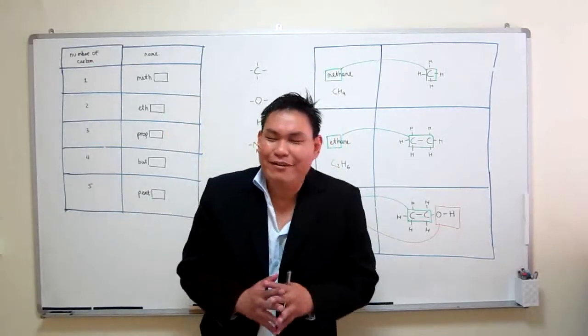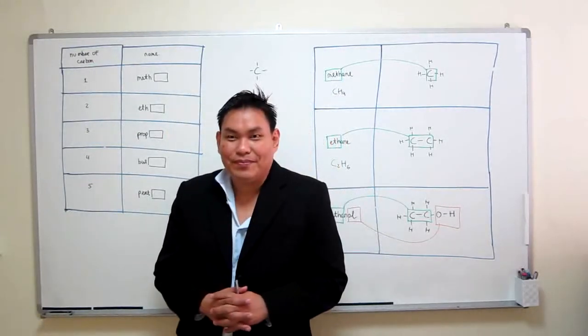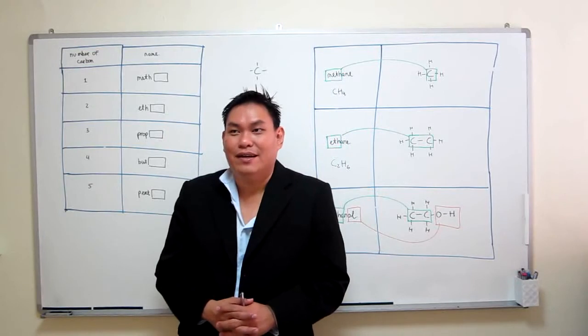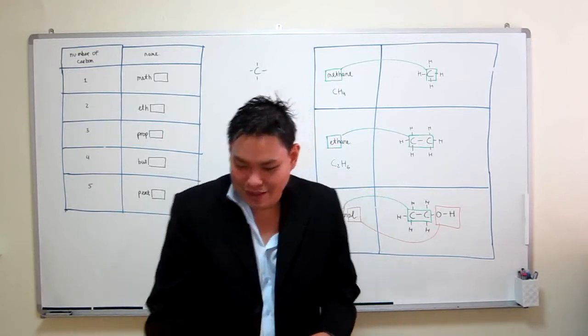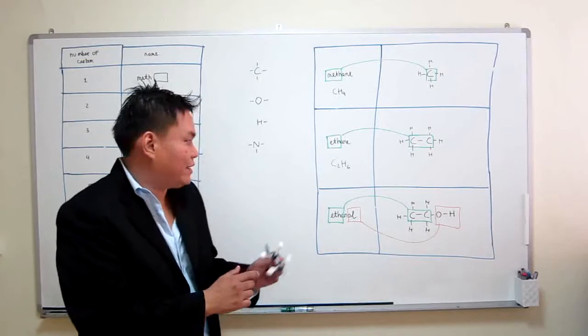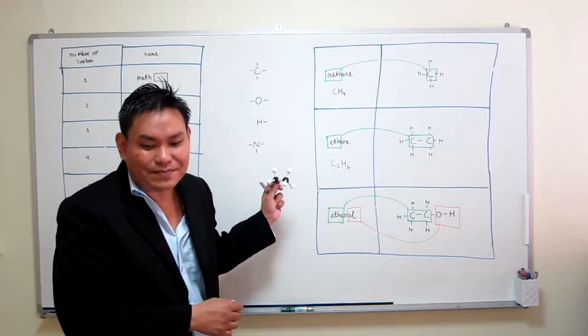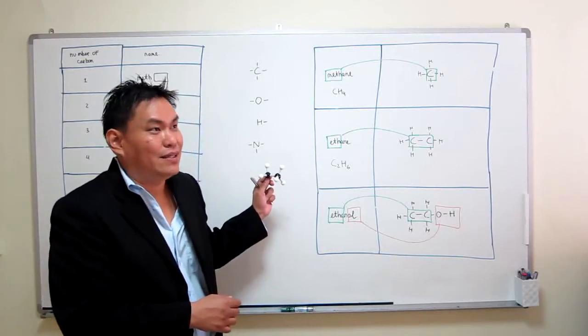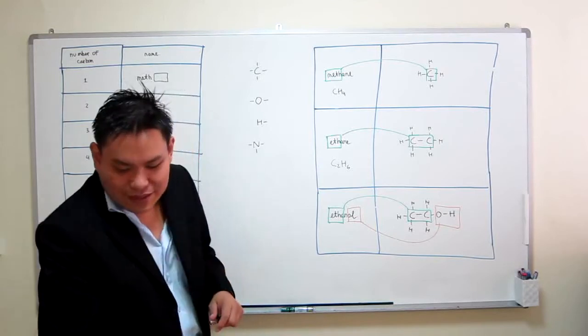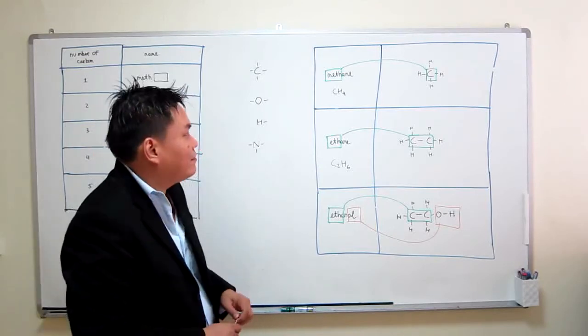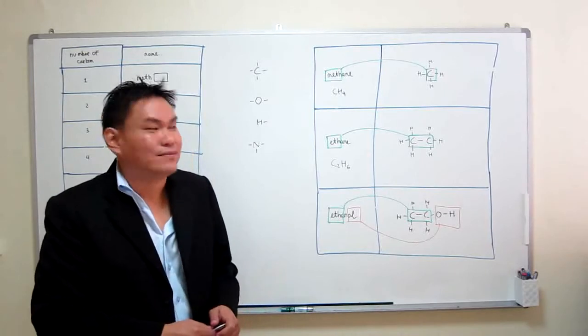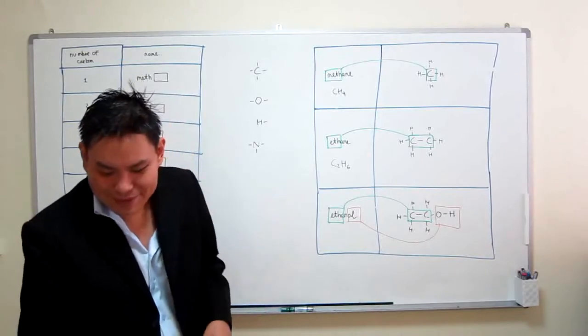That's the very basic example of organic structure, and we are using the Molymod models here. The next video will give you examples of more complicated organic compounds.